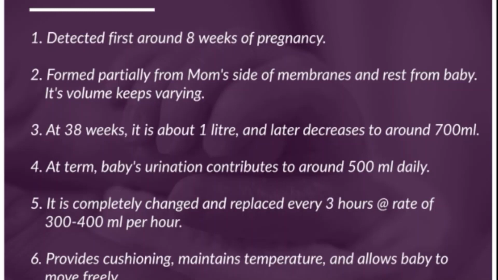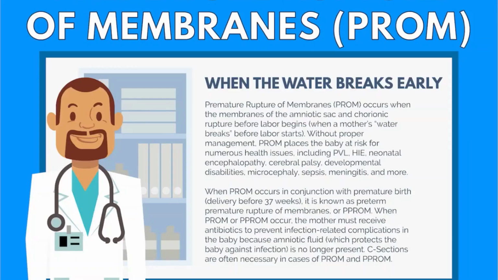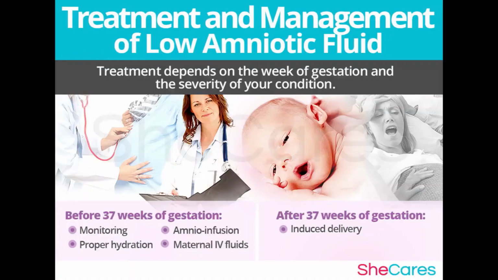Then there is another condition, that is premature rupture of the membranes, that is PROM. That can also lead to this. It is when the amniotic sac breaks after 37 weeks of pregnancy but before labor starts. So this can also cause oligohydramnios. Now I will tell you about the treatment of oligohydramnios.